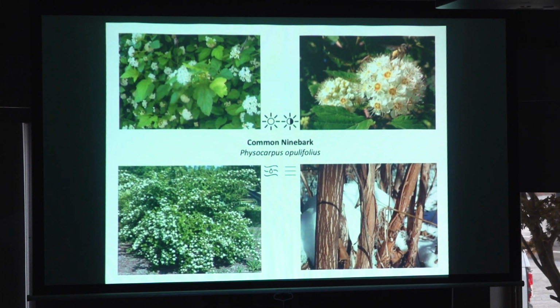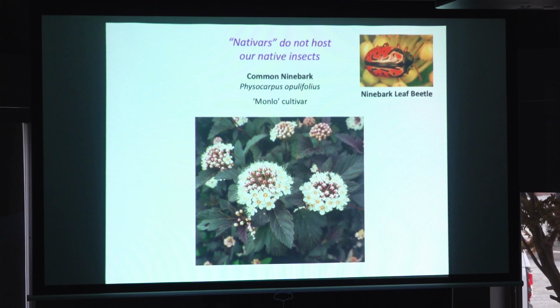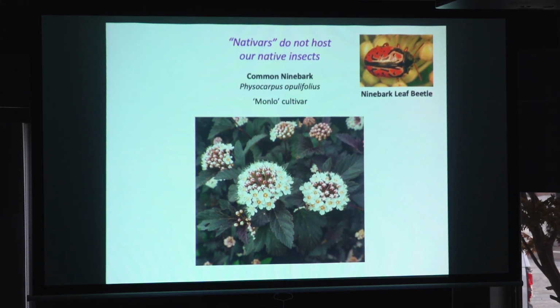Common ninebark, very popular. The pollinators just swarming over this shrub. But you don't want the variety that has purple leaves of anything. Nurseries will have purple leaf varieties of all kinds of different things. In general, number one, those plants are not as strong as they would be if they had green leaves because they're really not getting the full spectrum of light. And number two, they aren't going to nourish the native insects that depend on the green leaf varieties.